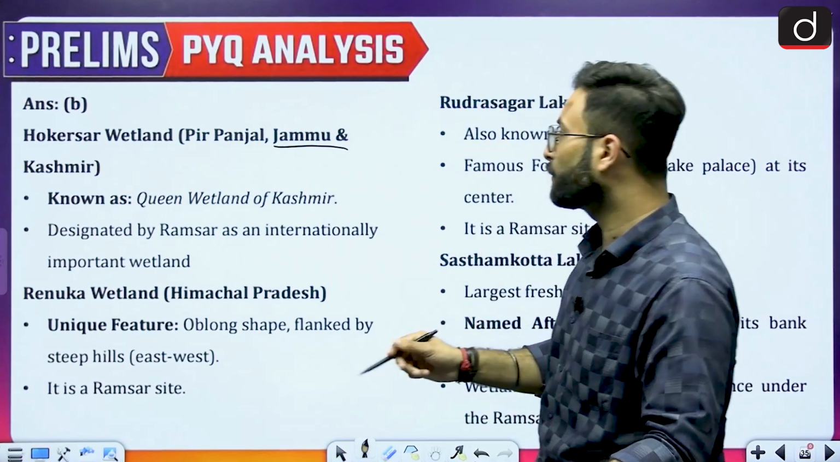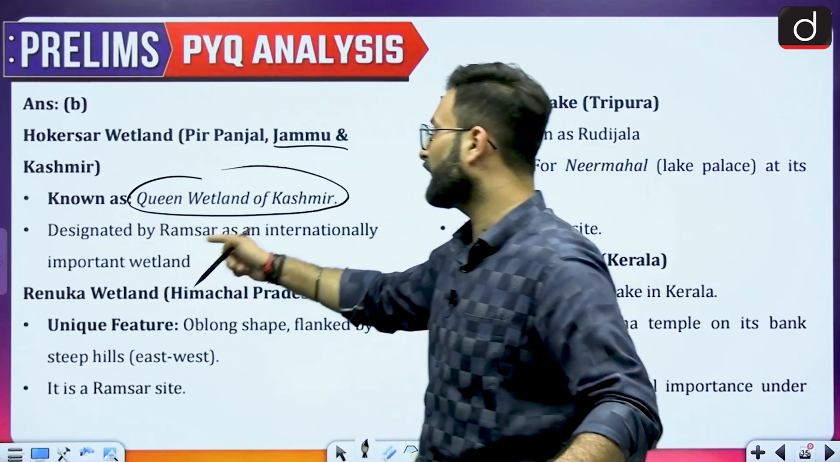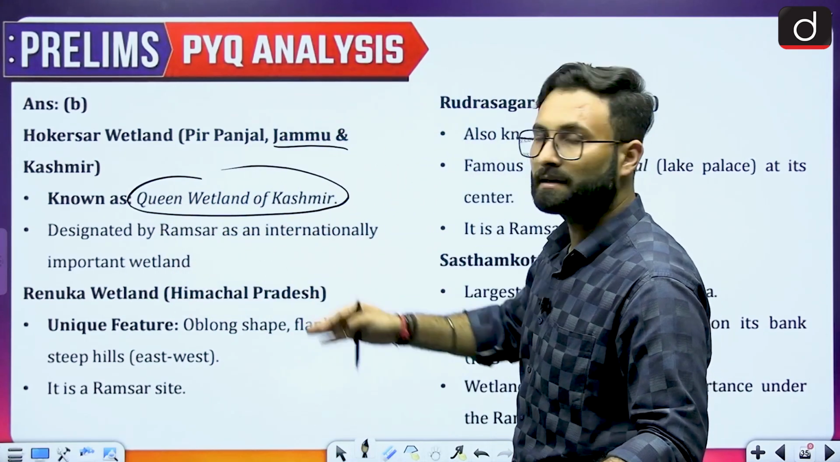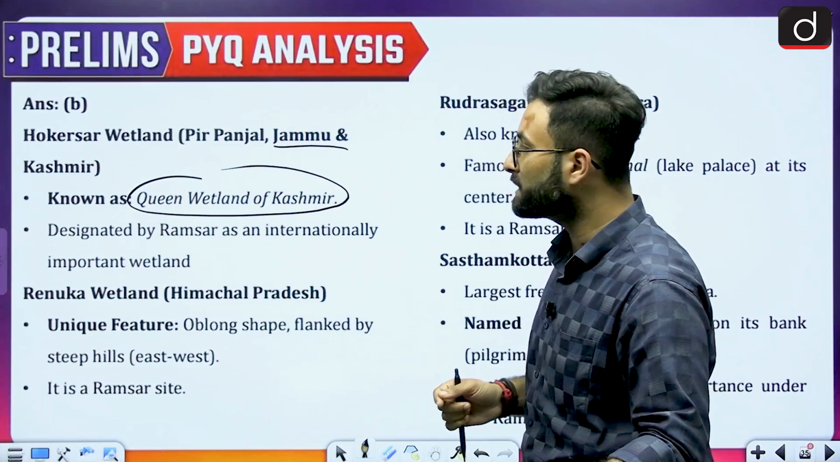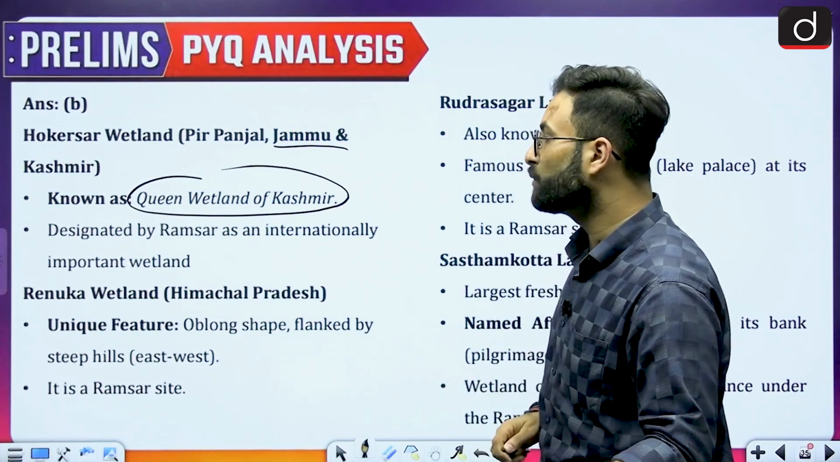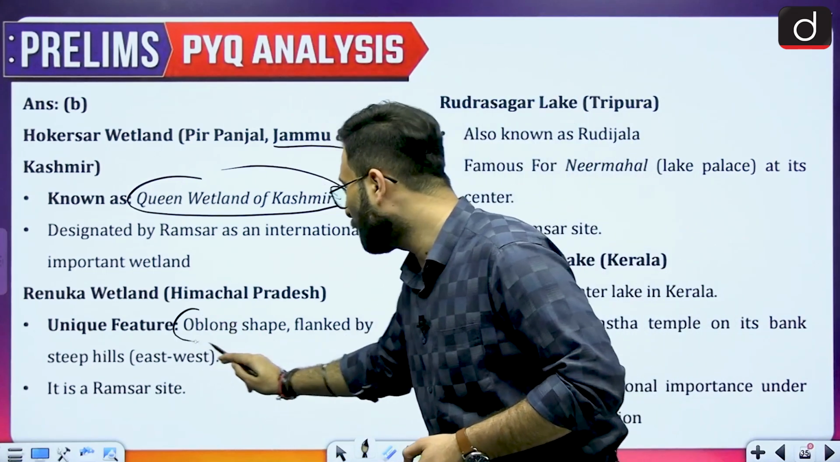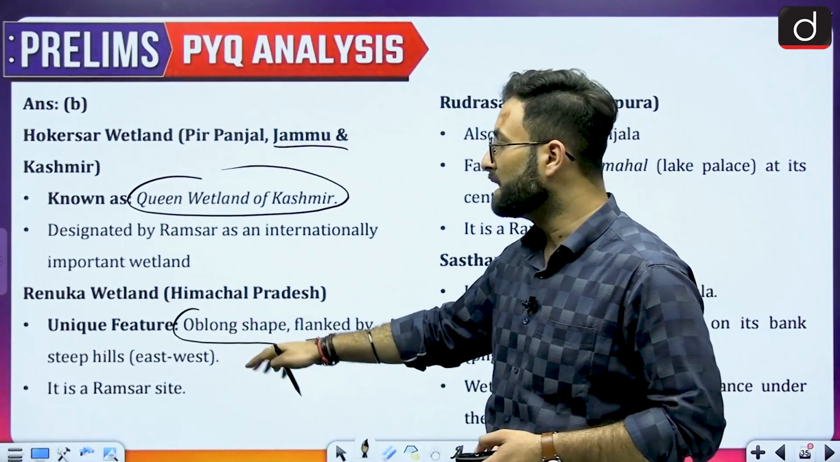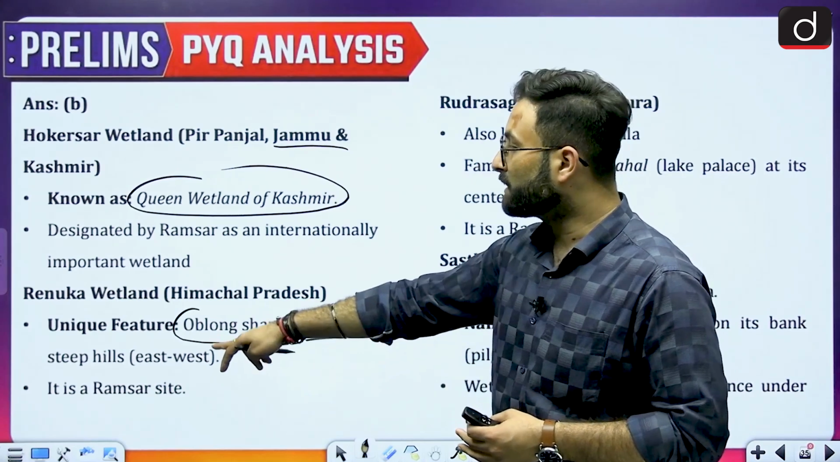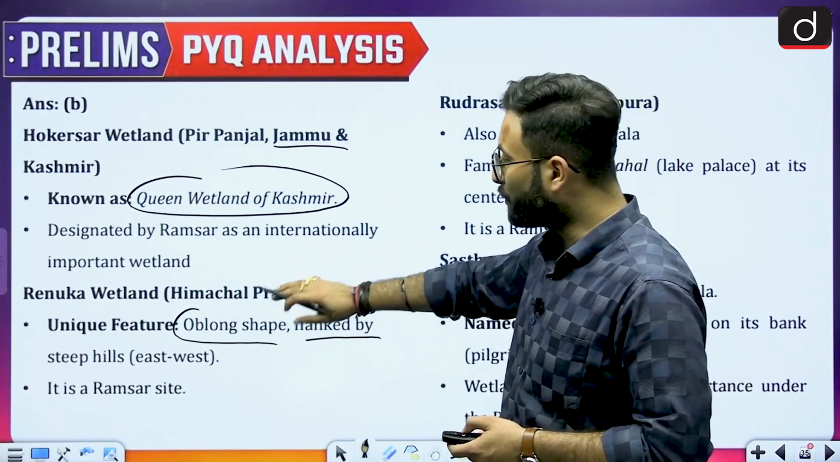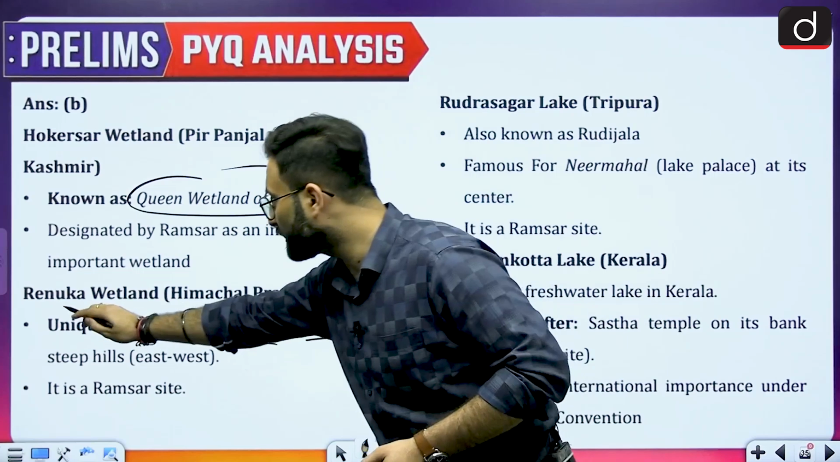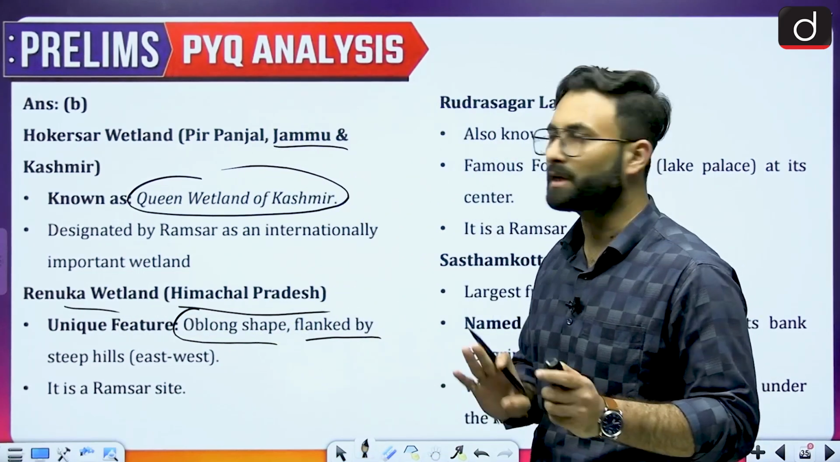It is known as the Queen wetland of Kashmir, a designated Ramsar site of international importance. Then coming to the next, that is Renuka wetland, which is there in Himachal Pradesh. Its unique feature is its oblong shape flanked by steep hills from east to west, and it is also a Ramsar site. What you have to remember here is that Renuka wetland is located in Himachal Pradesh. That would be enough for you.